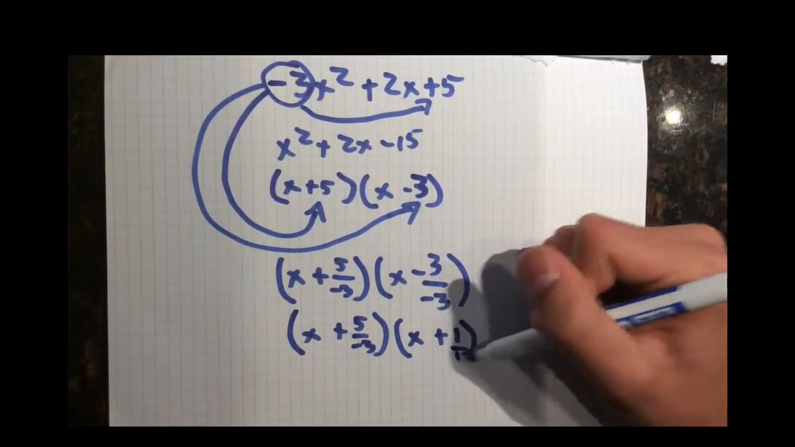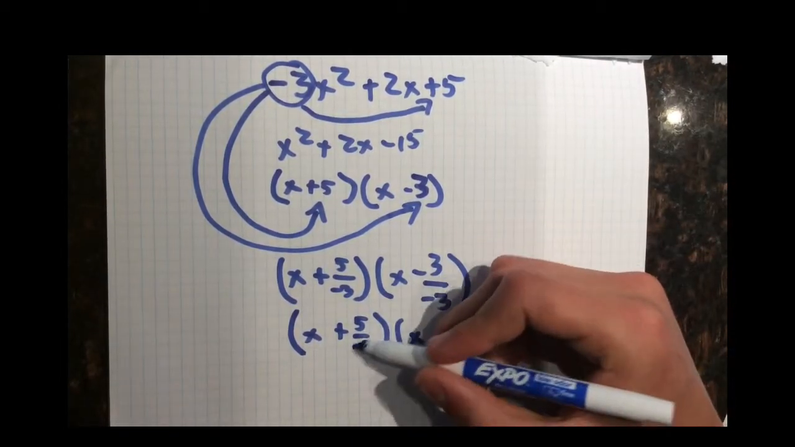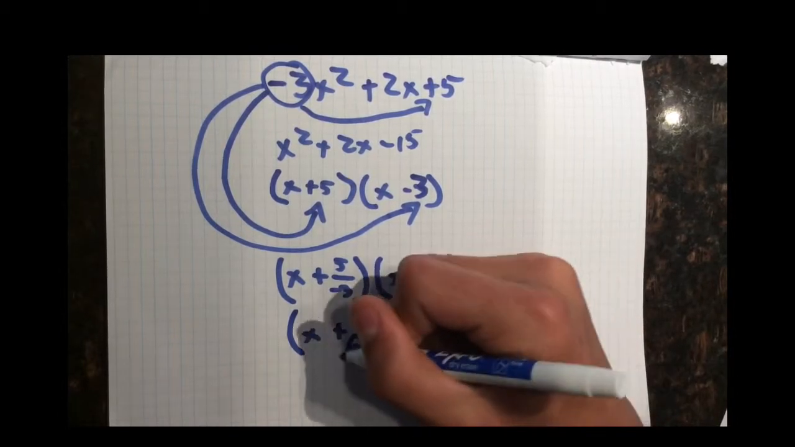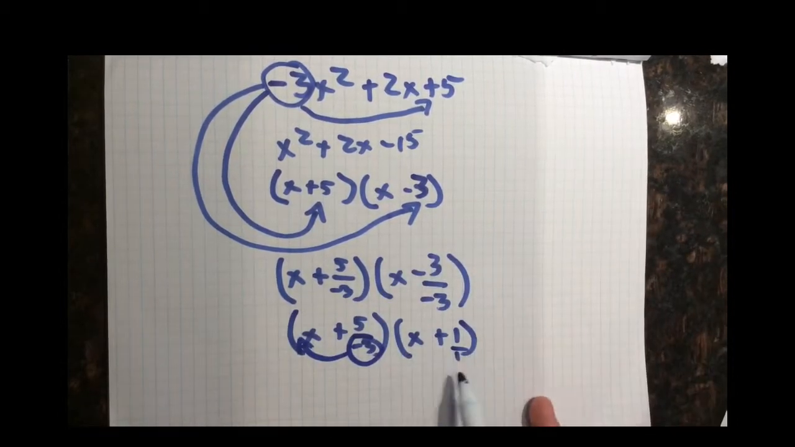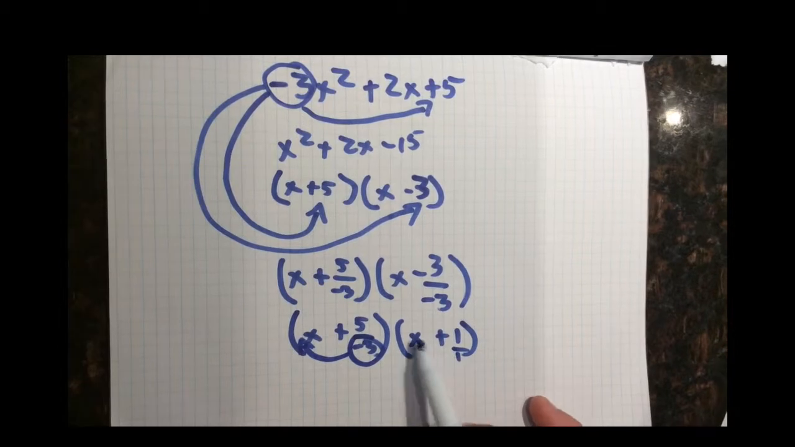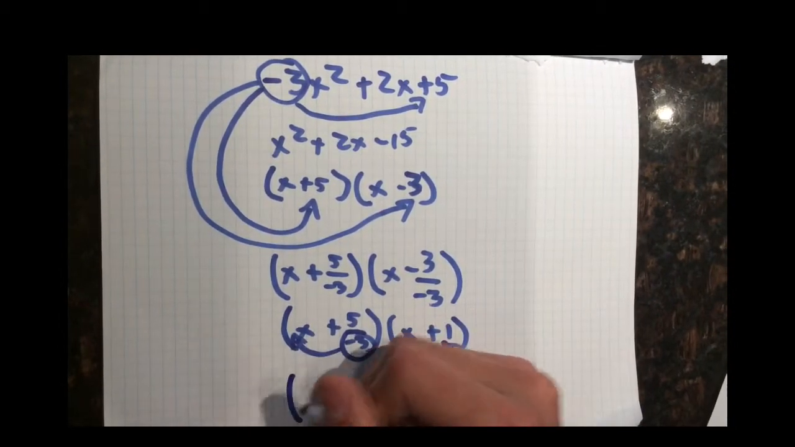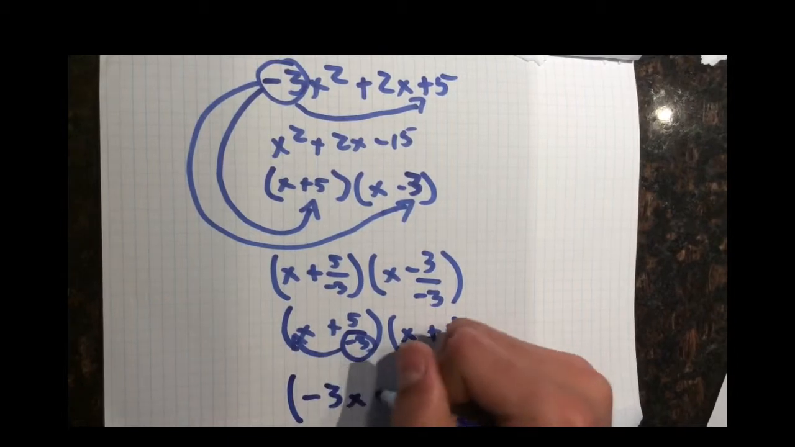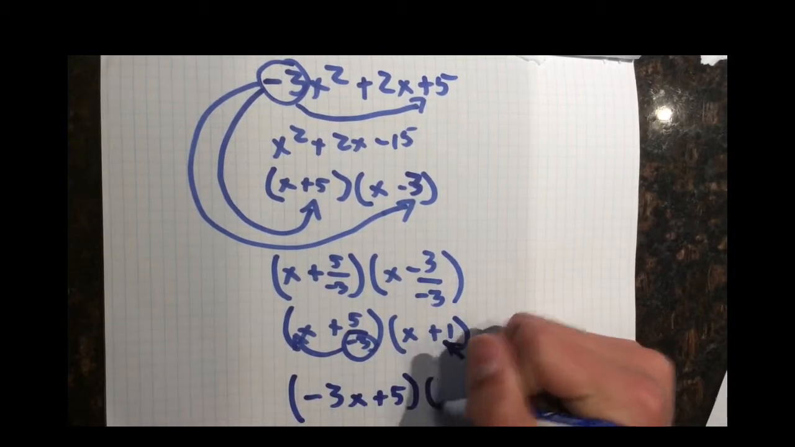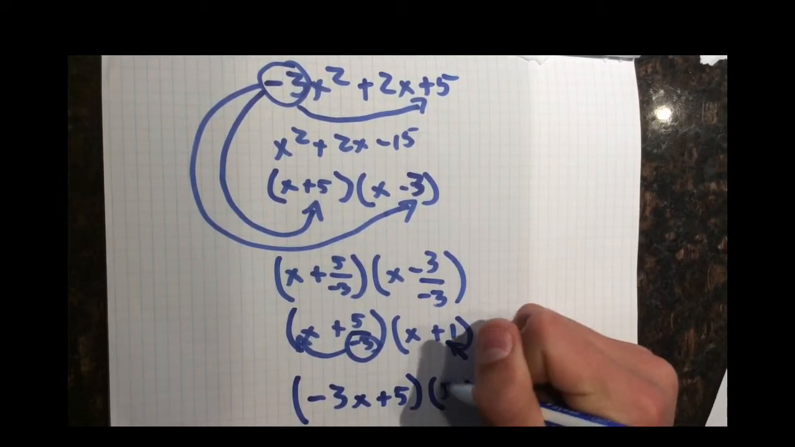But what you're going to want to do is take these denominators and put them in front of the x term. Because this has a denominator of 1, it just stays as x. So, when we're done, we'll get negative 3x plus 5 times x plus 1. This is how you Hung Kim factor.